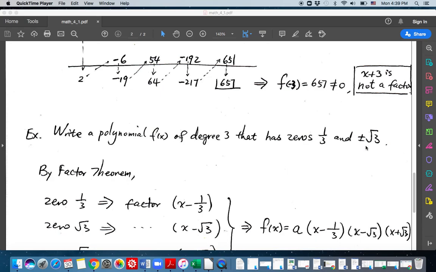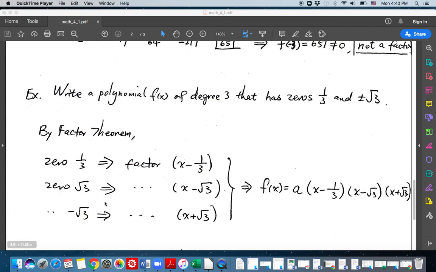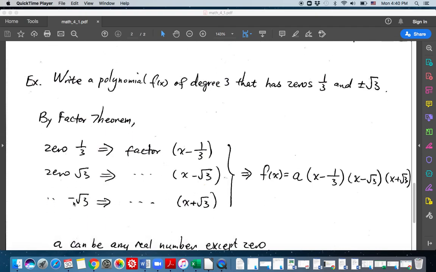By the factor theorem, for each zero of the polynomial, there will be a corresponding linear factor. When the 0 is 1/3, the corresponding factor is going to be x minus 1/3. When the 0 is root 3, the factor is x minus root 3. When the 0 is negative root 3, the factor is going to be x minus negative root 3, which is x plus root 3. And you multiply all those three factors together, it's going to be like this.